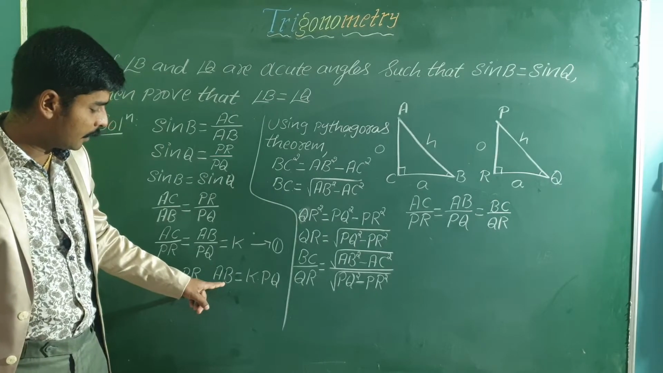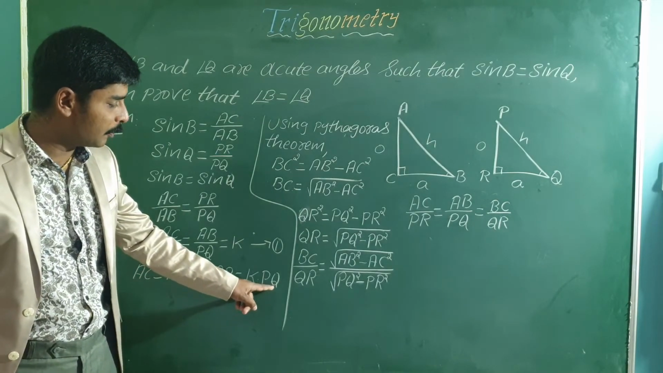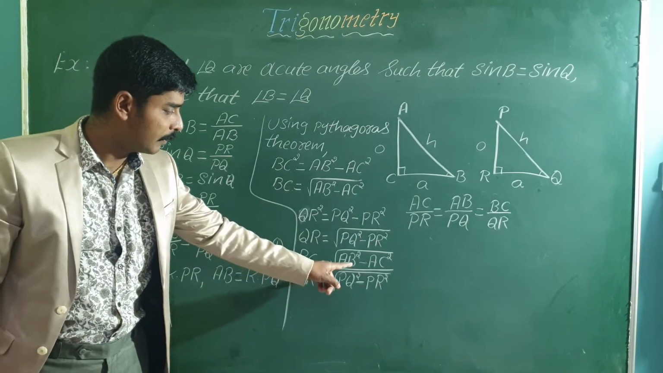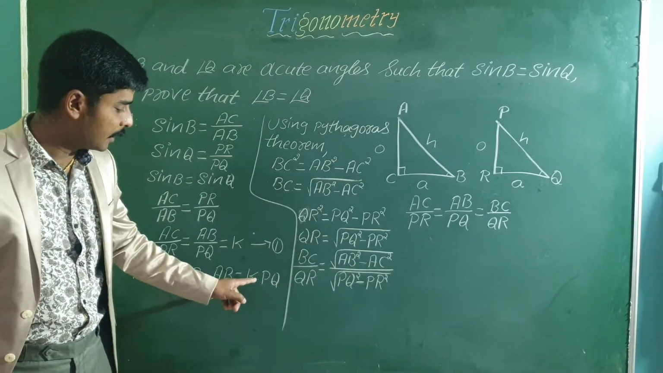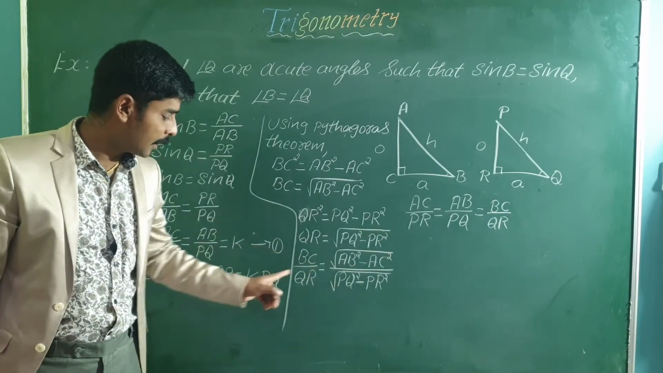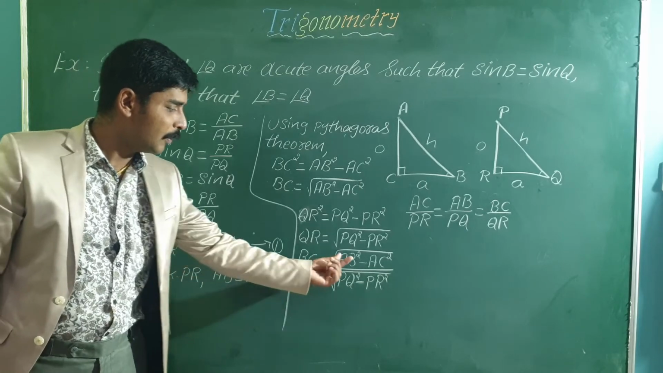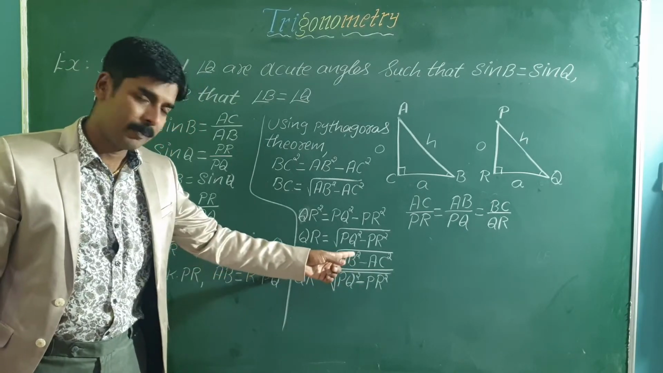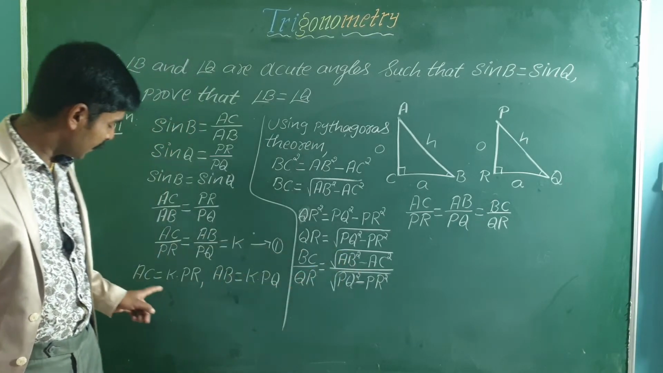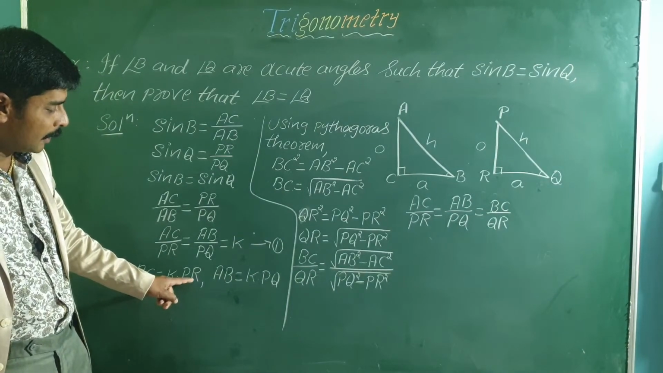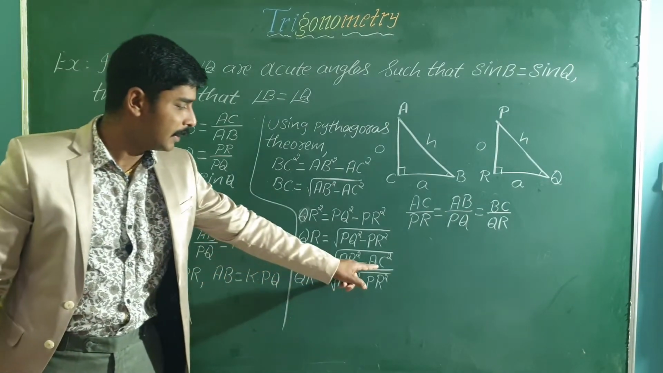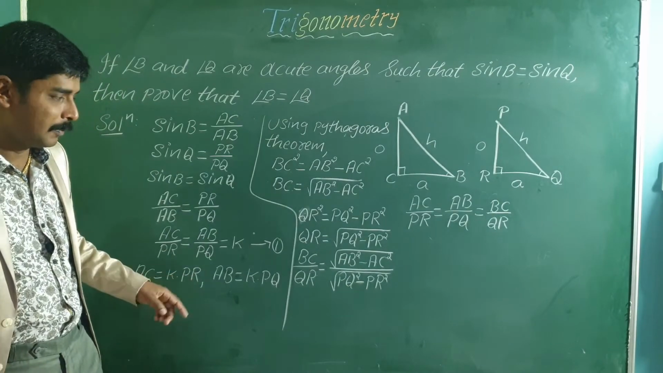Now look at this equation. We have written AB is equal to K into PQ. So here we can substitute AB as K into PQ. If I substitute here, what I get? I get K into PQ whole square, that is K square PQ square, minus, I have written AC is equal to K into PR. If I substitute the value of AC here, I will get K square PR square.